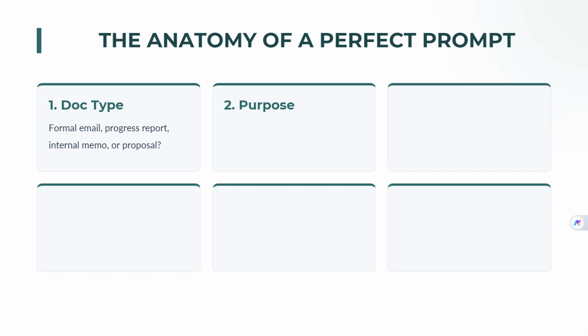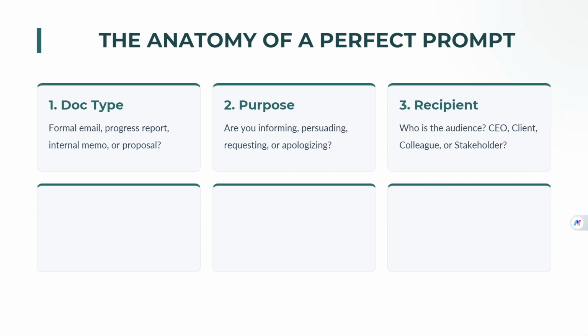Second, the purpose. What do you want to achieve? Are you informing, persuading, requesting, thanking, or apologizing? Third, who is the recipient? Who are you writing it to? Is it your manager, a client, a colleague, or an internal stakeholder? This matters enormously for tone.